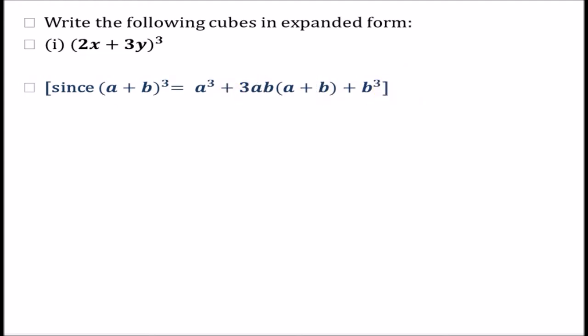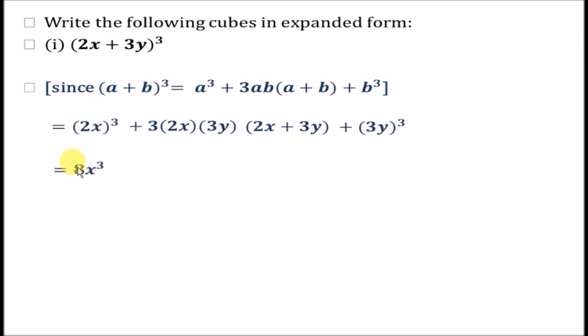Now let's put the respective values in the identity. A cube, that is 2x whole cube, plus 3ab, so we can write 3 into 2x into 3y into a plus b, that is 2x plus 3y, and finally plus b cube, that is plus 3y whole cube. So 2x whole cube: 2 cube is 8, the numerical value has changed. Now since x is a variable, x cube will remain as x cube.